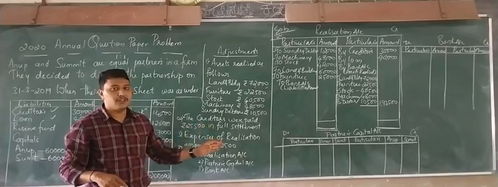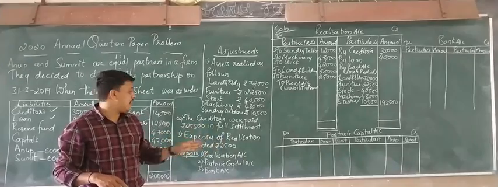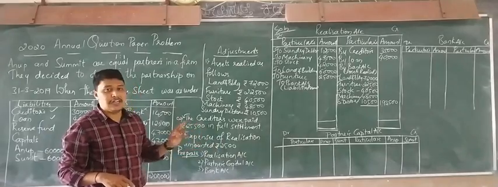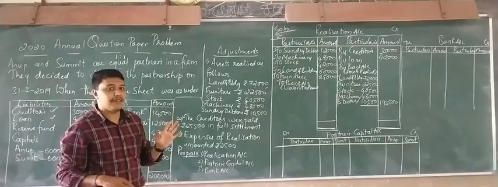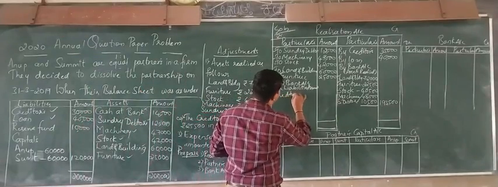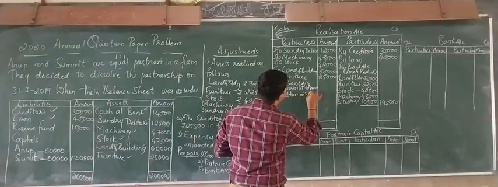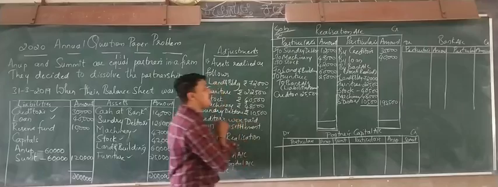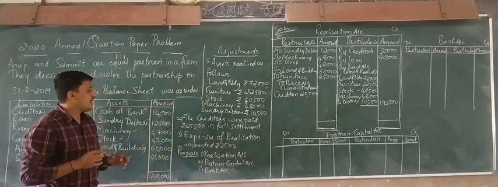25,500 in full settlement. So how much payment have the creditors been settled with? 25,500 rupees, full settlement. You just need to write here creditors, 25,500. What about the other liabilities?